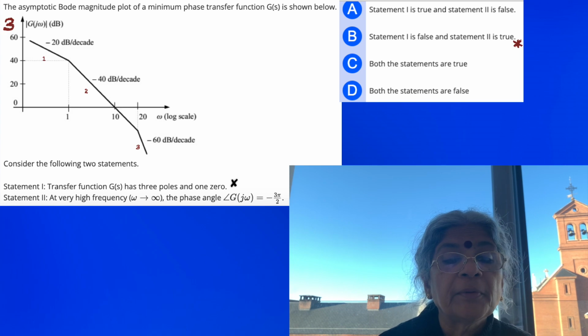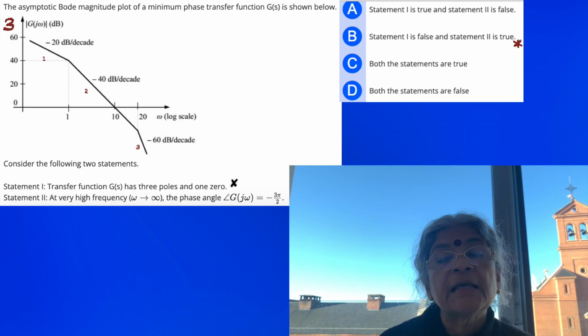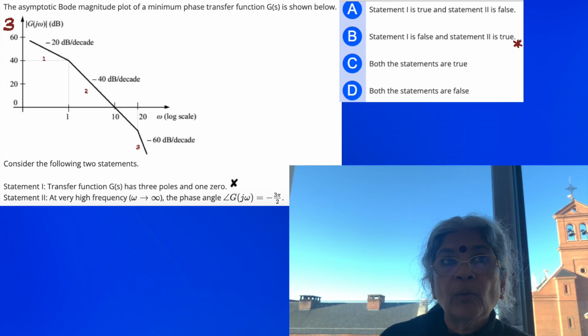Okay, so consider the following two statements. Statement 1, transfer function G(s) has 3 poles and 1 zero. It's wrong, no doubt about it. Statement 2, at very high frequencies, omega tends to infinity, the phase angle of G(j omega) is equal to how many will be there?